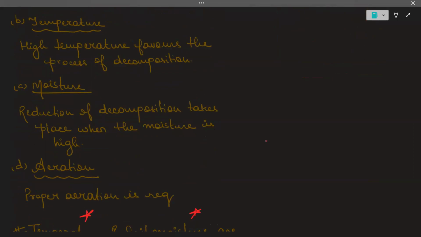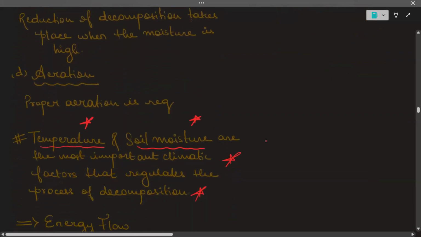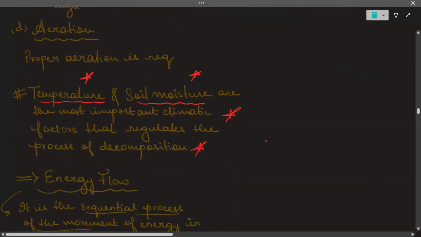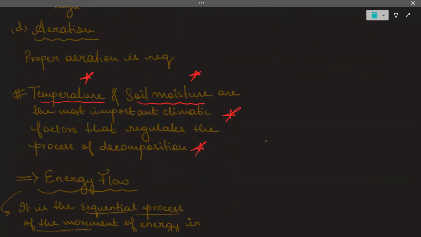Moisture. High moisture means less decomposition. So not a lot of moisture should be there, and proper aeration is required. Temperature and soil moisture are the most important climatic factors that regulate the process of decomposition. These are the most effective ones.